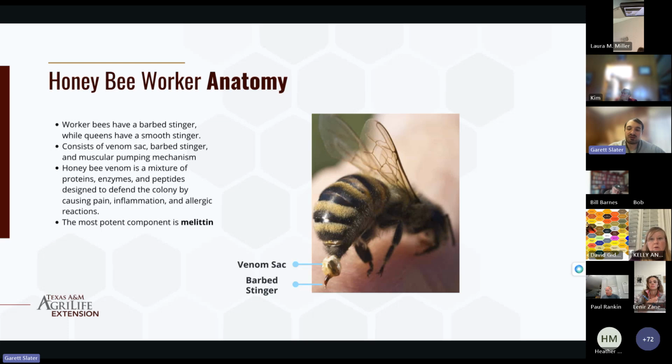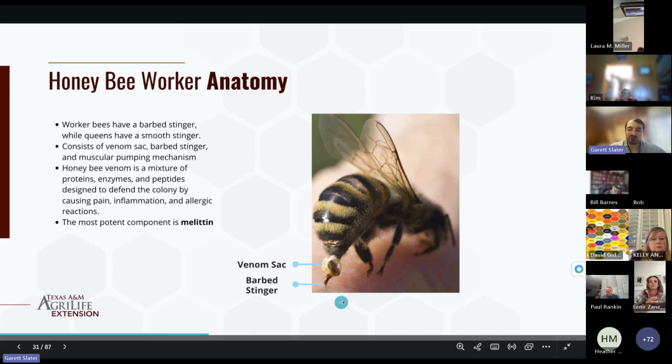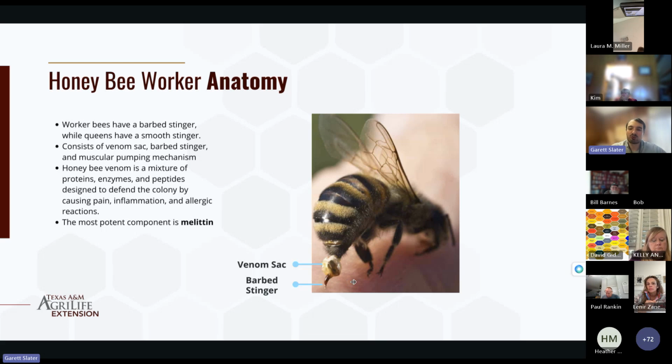Now, as part of a stinger, there's really three major parts. So you have this barbed stinger, which is the part that goes into the skin, and that's where the venom is transferred from the worker into whatever they're attacking. We have the venom sac, which is where the venom is actually produced and stored. And then you have muscles along this that pump that venom into your skin. So if you get stung by a bee, this stinger will go into your skin, and then this pump will pump this venom right into your skin.